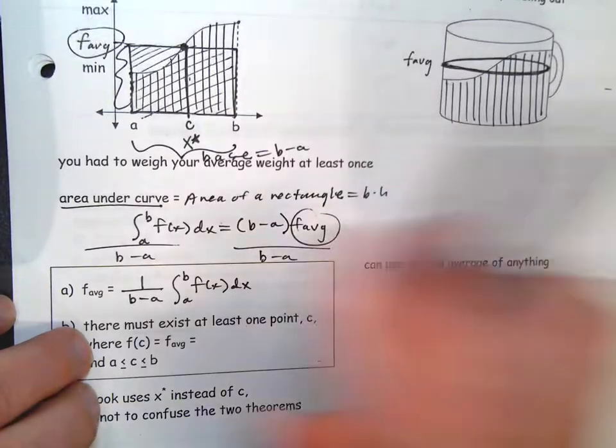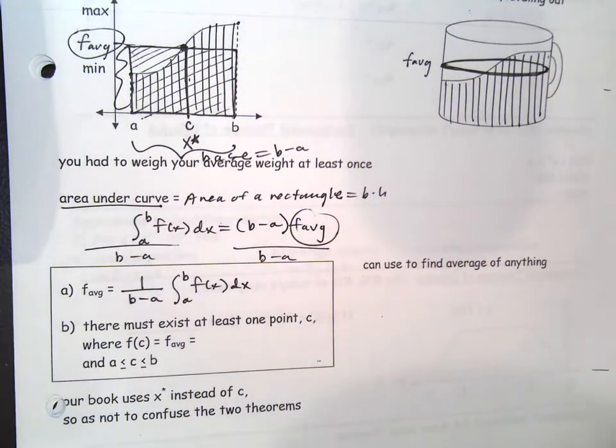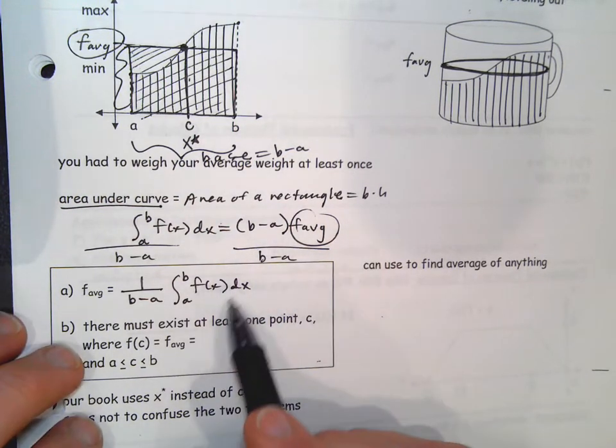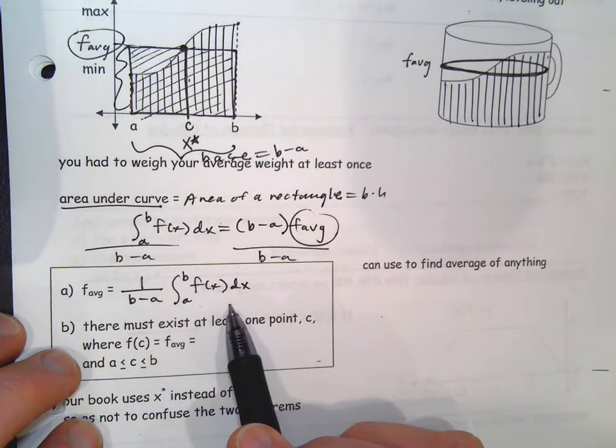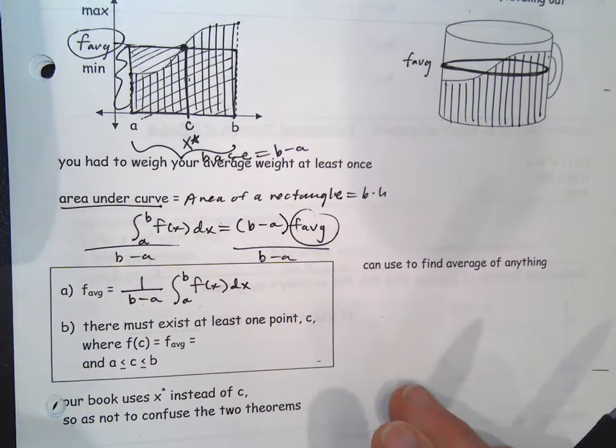Okay, it's the area under the curve flattened out, divide by the base to get the height. That's it. It's a rectangle, divide by the base, the height is what you want. This is the area of the rectangle, area under the curve, divided by the base of the rectangle, to get the height of the rectangle. Simple.